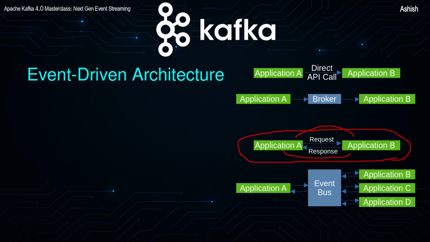Now, instead of telling other applications what to do, an application simply announces that something significant has happened by emitting an event. It doesn't care who listens or what they do with that information. It just says, hey, this happened. When a user clicks buy now, the e-commerce website doesn't tell the payment service to process payment. Instead, it simply publishes an event, which is order placed.